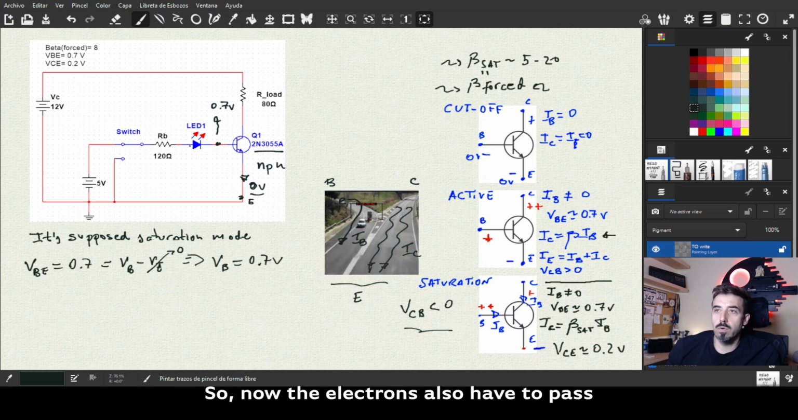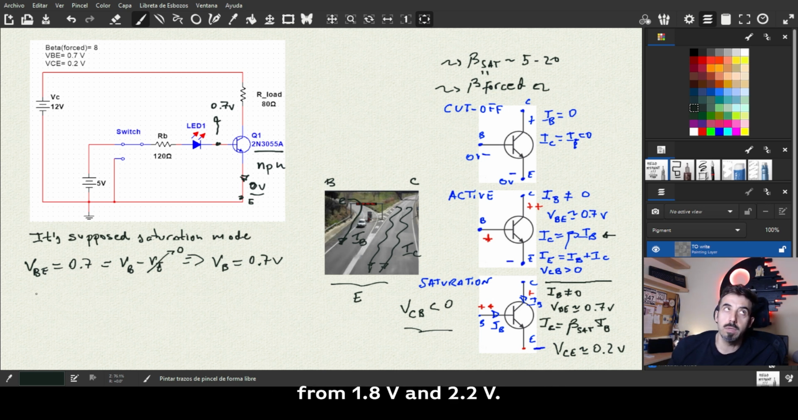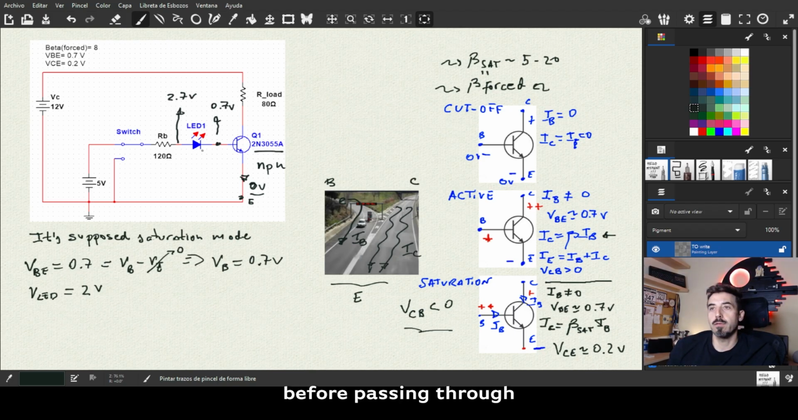Right, so now the electrons also have to pass another toll, the one given by the LED, okay? The voltage drop across the LED, a red one, is going to move between 1.8 and 2.2. In this case, let's suppose that the voltage through the LED is going to be 2 volt. So 2 volt now apply there. Again, before passing, you have more money in your pocket, so more voltage.